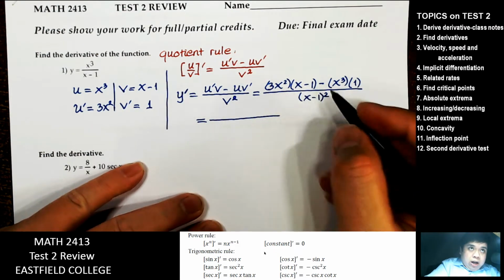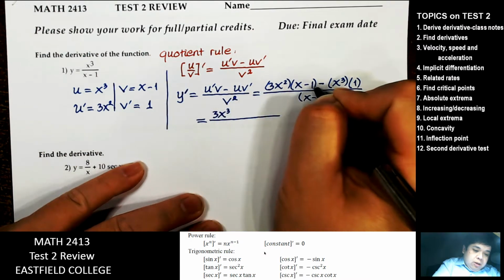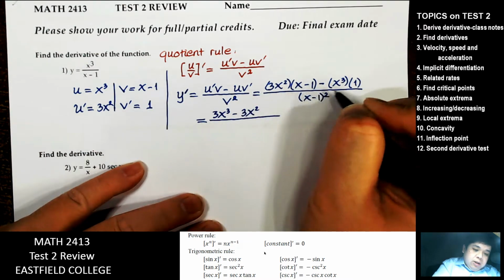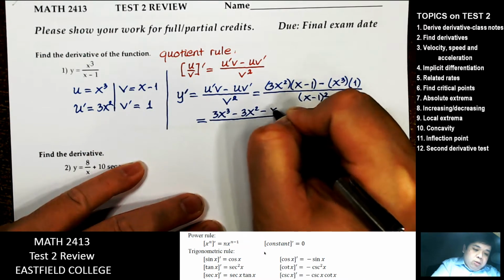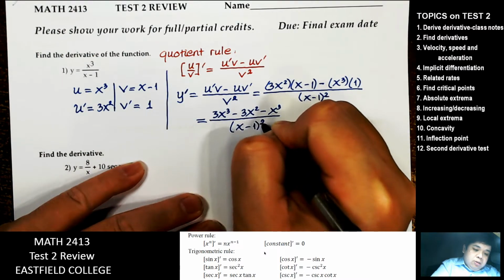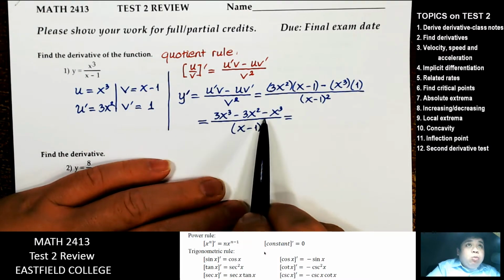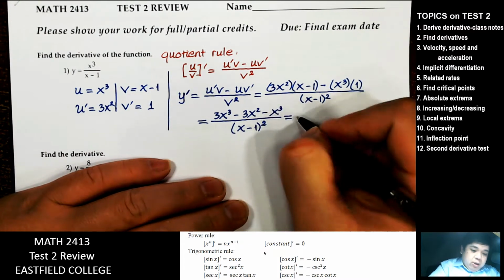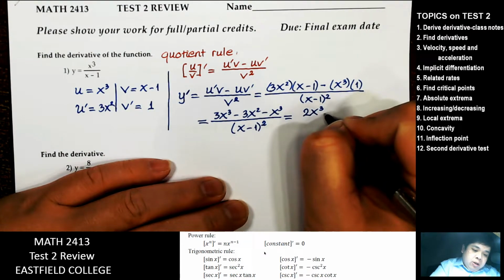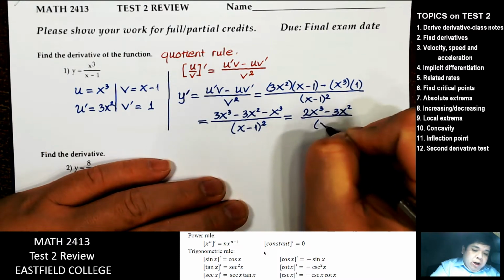And then we'll multiply it out. 3x cubed minus 3x squared minus x cubed, and 3x cubed minus x cubed, we have 2x cubed minus 3x squared over x minus 1 squared.